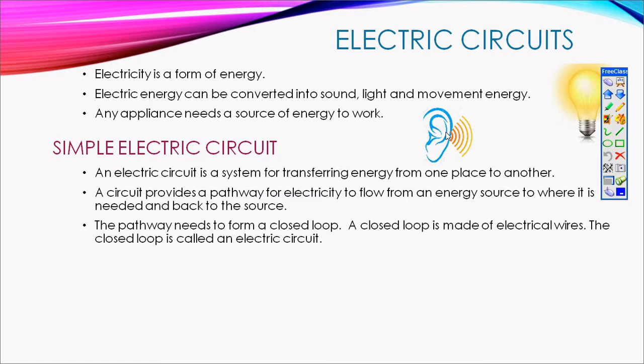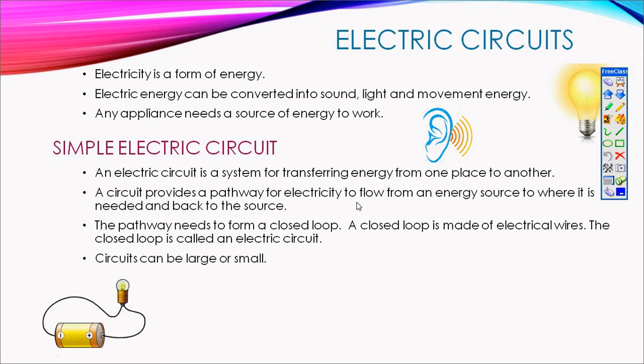So the circuit provides a pathway for electricity to flow from the source of energy to where it is required, depending on the devices that are working. The pathway needs to form a closed loop, so there can't be spaces in between the circuit. It is very important to have a closed circuit for the flow of electricity. If you have a look here at the bottom, you will see that we have a closed circuit. From the source of energy, the energy will flow to the light bulb, and because it's a closed circuit, it will flow back, and there the light will shine.